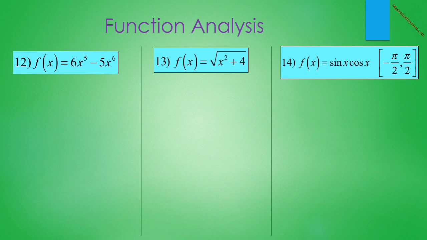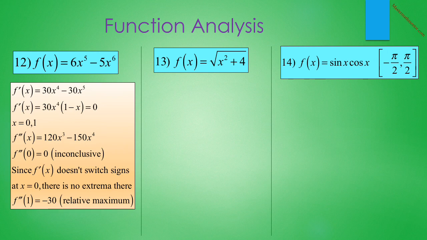Problems 12 through 14 ask to use the second derivative test to determine relative extrema. Number 12 reads f of x equals 6x to the 5th minus 5x to the 6th. Our first derivative is 30x to the 4th minus 30x to the 5th. We can factor out a 30x to the 4th times the quantity 1 minus x and set that equal to 0, getting our critical values as x is equal to 0 and x is equal to 1.